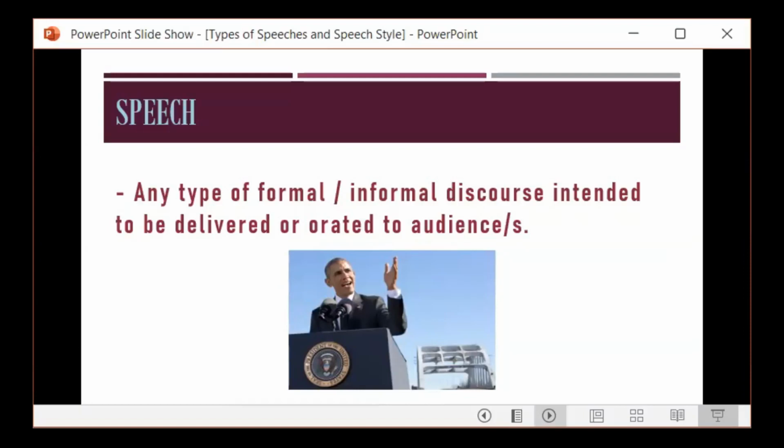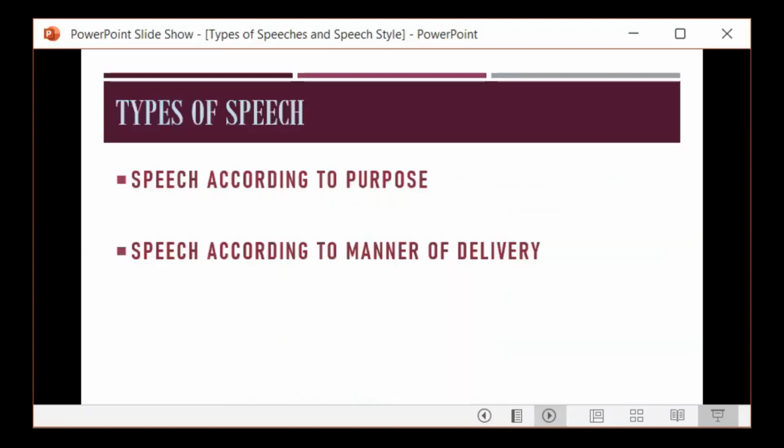And for this, we have two types of speeches. The first one is the speech according to purpose, and the second one is the speech according to manner of delivery. But we will discuss first the speech according to purpose.